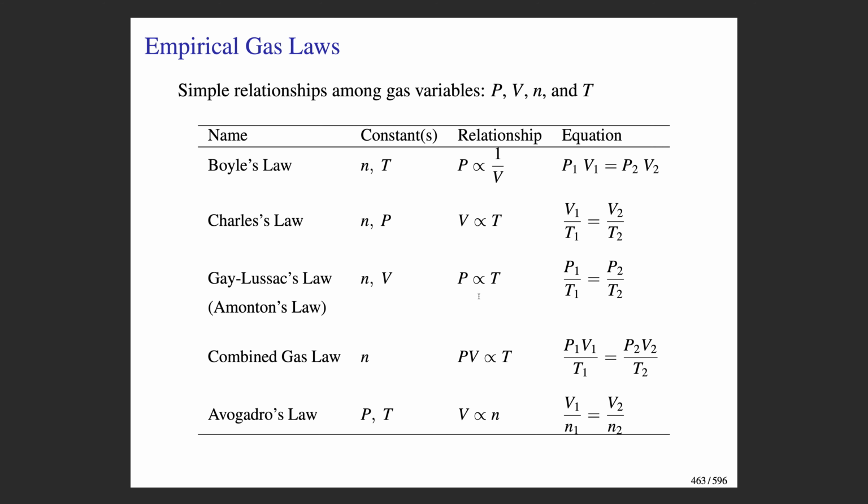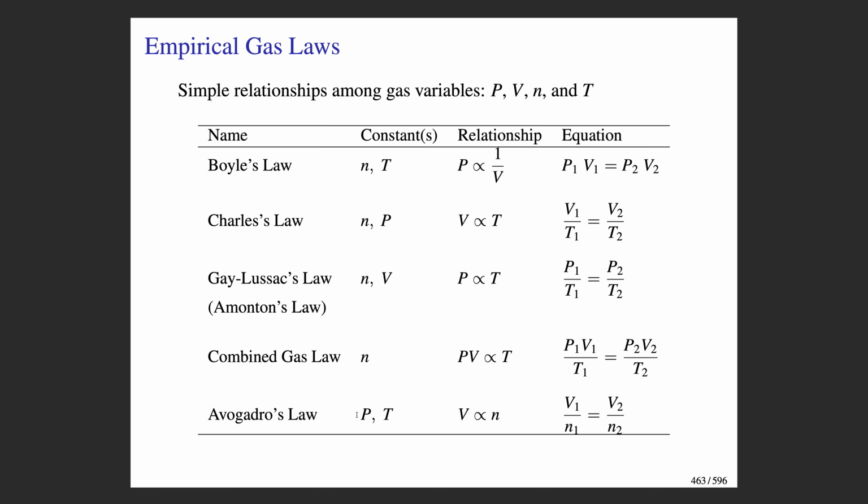The combination of these laws is expressed here. Here, the only thing that is fixed is the number of moles of gas in the combined gas law, and you get this more complicated expression where you have 6 quantities that can be changing, and given any 5 of the variables, you can always find the 6th variable.